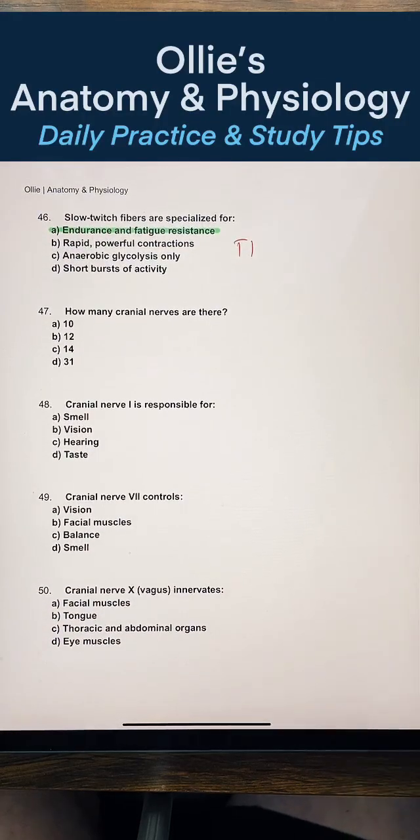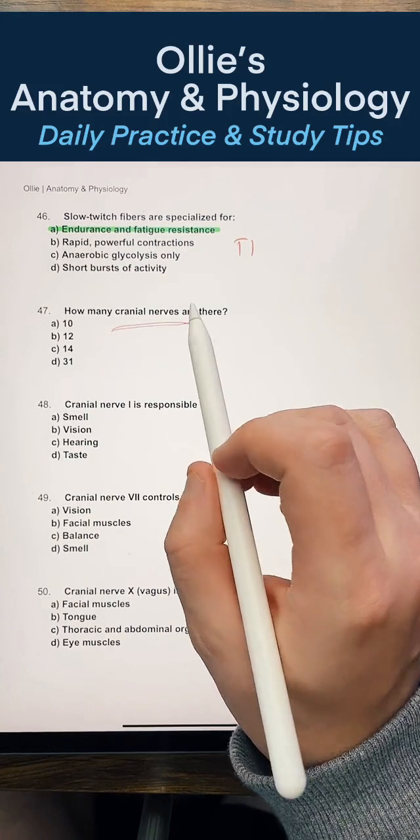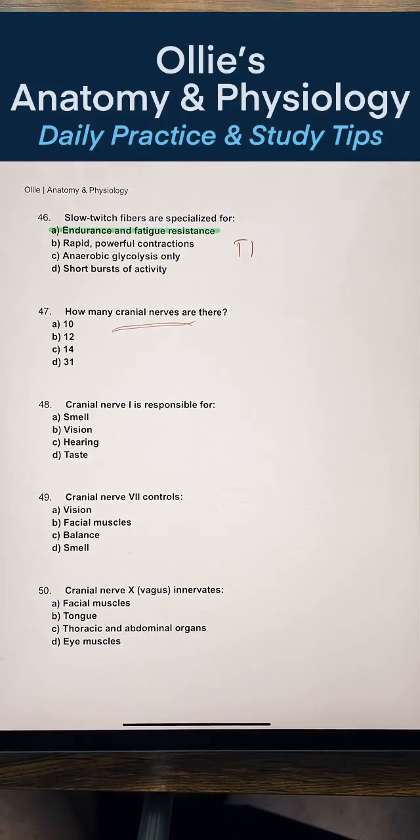Number 47, how many cranial nerves are there? How many do we have? A, B, C, or D?